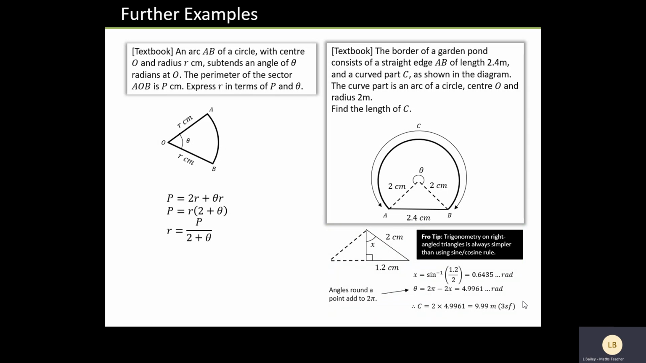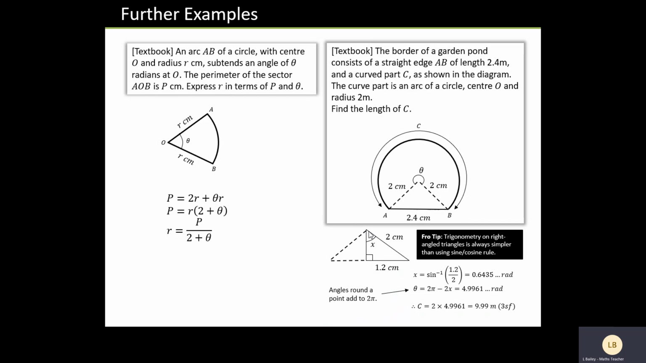This one here, it's a matter of splitting up the triangle that you've got there, which is an isosceles triangle, into a right angle triangle, using your trig. But because you're trying to find out what the angle is in radians, you're going to need to make sure that your calculator's in radians when you do your inverse trig. You can then find out what the angle is in radians.